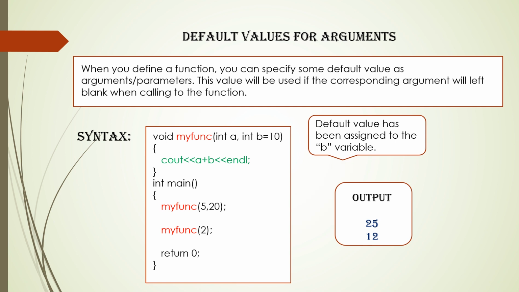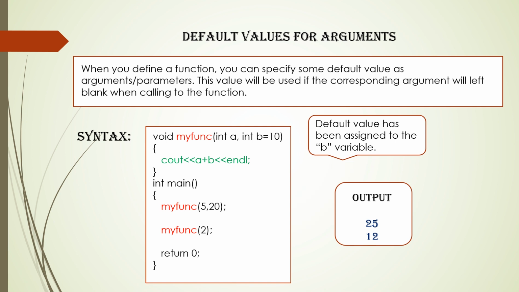Here, I have declared a function with two parameters, int a and int b, and have assigned the value 10 to the variable b. In the body of the function, I have printed the sum of both the variables a and b. Inside the main function, I have called that function. See, the first time, I have called that function with two values. These two values will be assigned to the a and b variables respectively and give the result as such.